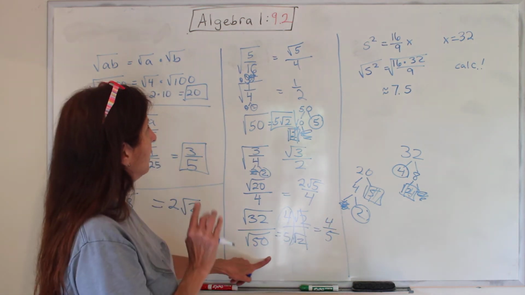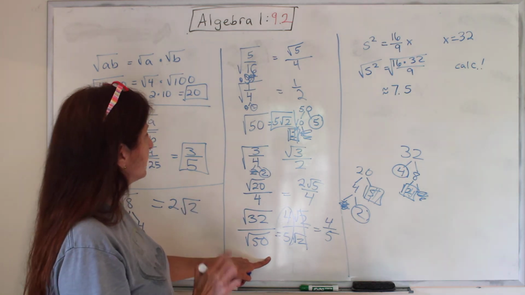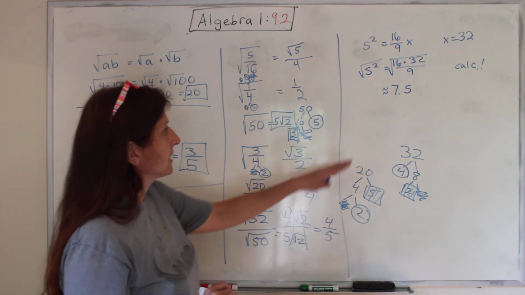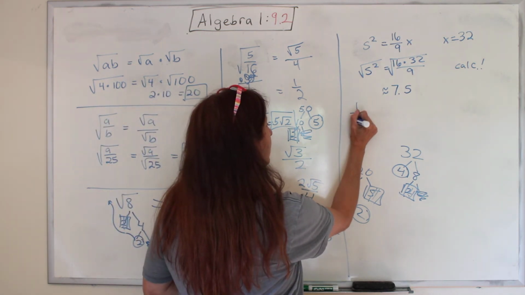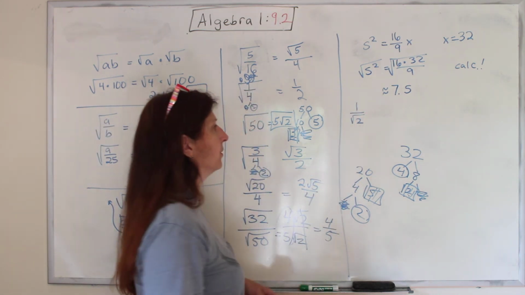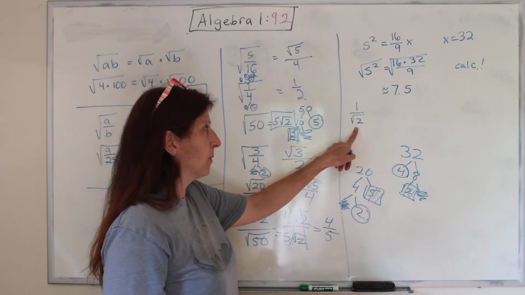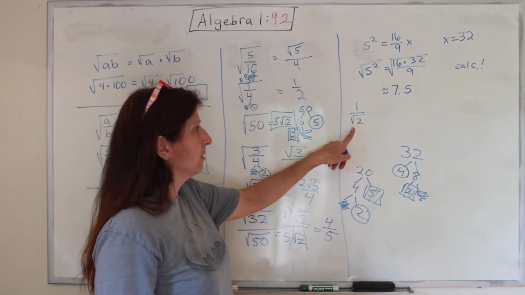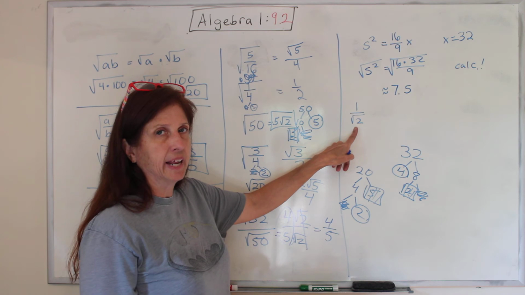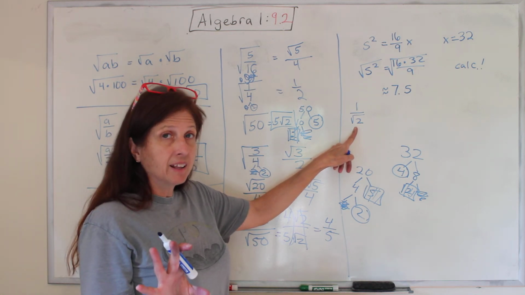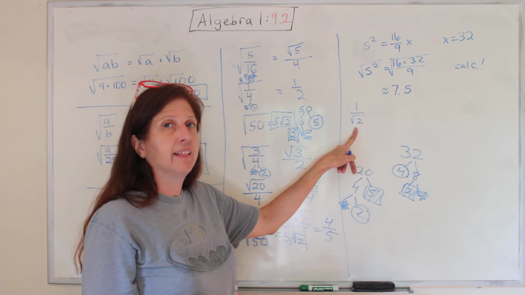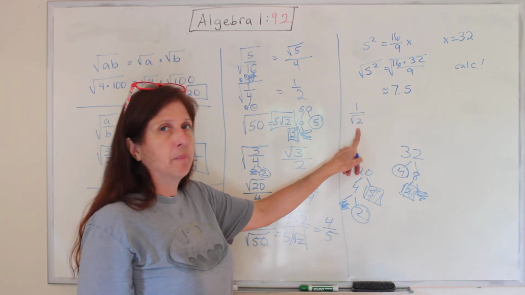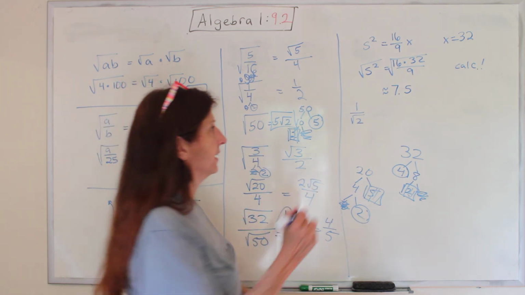Now, your book says that it is considered improper if we had something like this, 1 over the square root of 2. It is considered improper, bad math etiquette, for there to be a radical in the denominator. Now, according to my college-age sons, college doesn't care anymore. Back in the day, they did. And this was considered bad math etiquette, and you had to straighten it out.